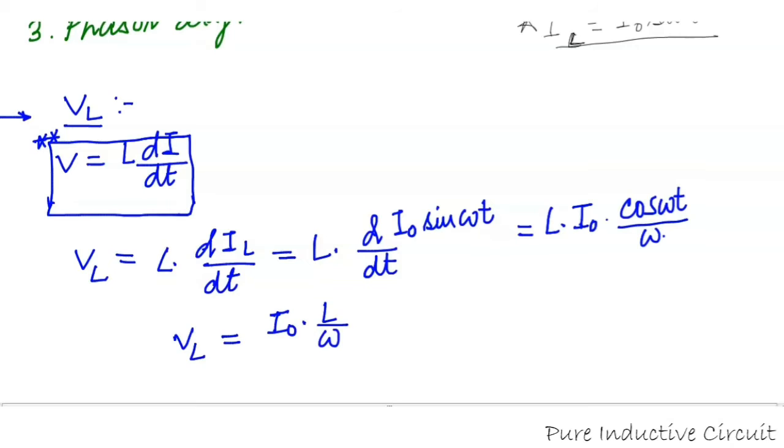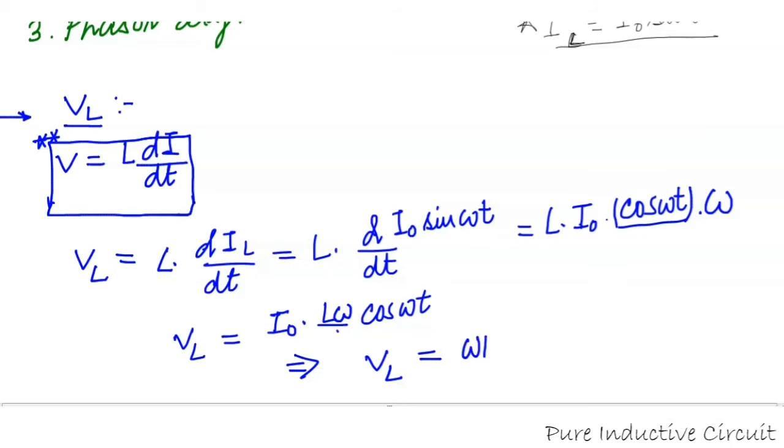Sorry, there is a mistake. It will not be divided by omega, it is multiplied by omega because we are doing the differentiation. So L omega into cos omega t. So VL equals omega L into I naught cos of omega t.